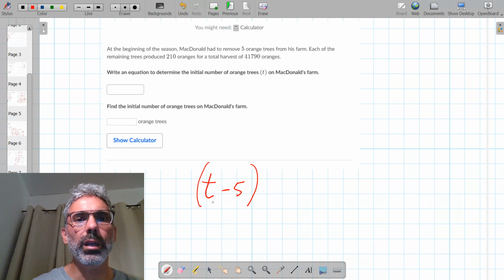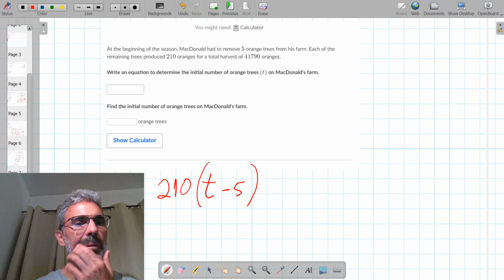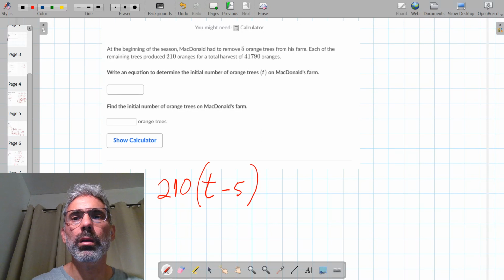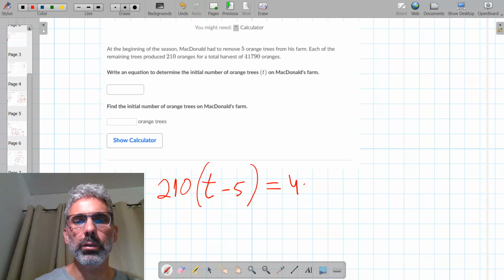started with T, an unknown initial number of trees, we subtracted 5, so T minus 5 is the number of remaining trees. Multiply this by 210, which is the number of oranges per tree. Each of the remaining trees produce 210 oranges. So this is the number of remaining trees, T minus 5, times 210 oranges per tree, for a total harvest of, this equals 41,790 oranges. Okay.